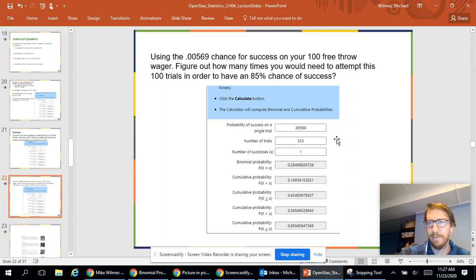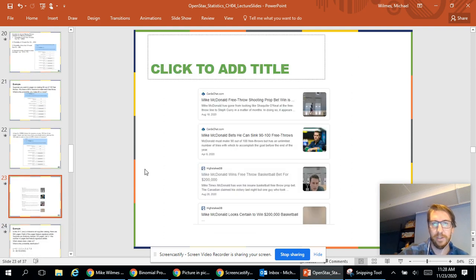Now, if you were doing this in real life, if you missed the first 5, you could just reset. You wouldn't have to shoot out the last 95. And so there we go. That's how we use binomial distributions.